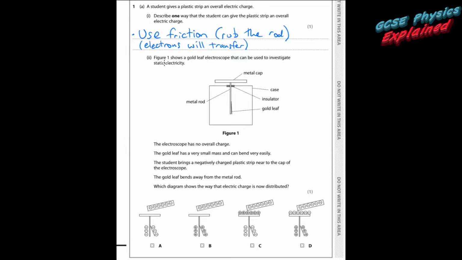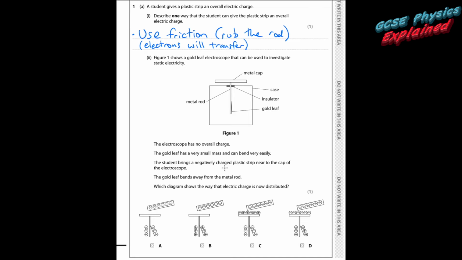Part 2. Figure 1 shows a gold leaf electroscope that can be used to investigate static electricity. The electroscope has no overall charge. The gold leaf has a very small mass and can bend very easily. That's this little gold leaf here. It's like a Kit Kat wrapper with a bit of metal.